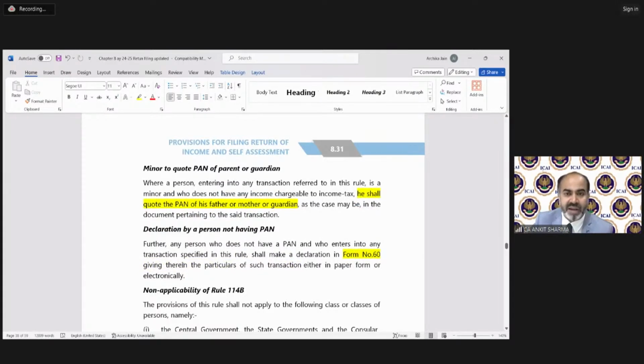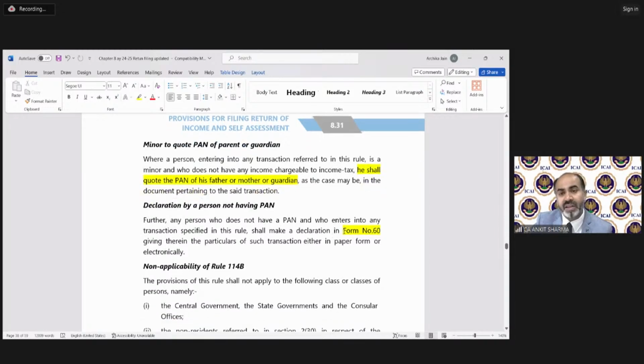A minor has to quote the PAN of the parent or guardian, of course. There is also a declaration by a person not having a PAN. If you do not have a PAN, then there is Form number 60.